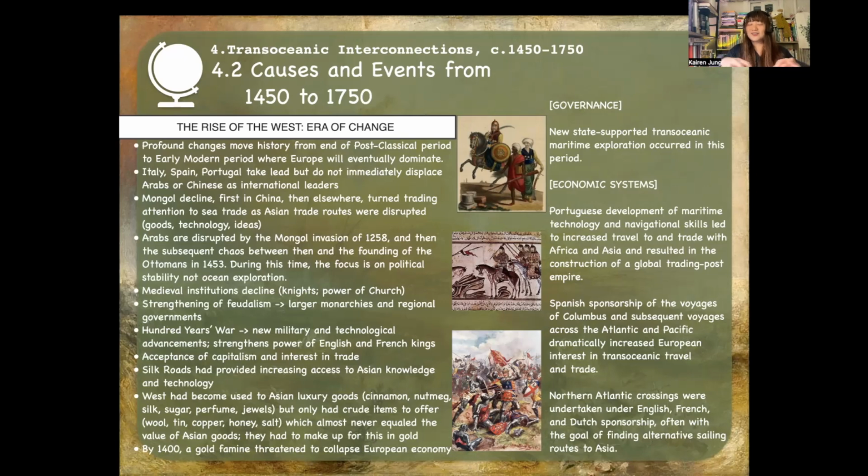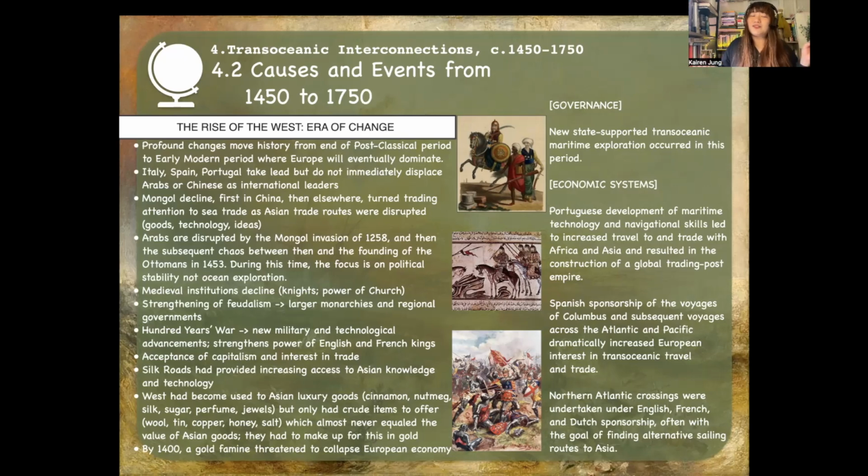Northern Atlantic crossings were undertaken under English, French, and Dutch sponsorship, often with the goal of finding alternative sailing routes to Asia. So when we look at the rise of the West, there were profound changes that moved history from the end of the post-classical period, which you've been looking at so far, to the early modern period, and Europe eventually comes out as top dog. Italy, Spain, and Portugal took the lead, but did not immediately displace the Arabs or the Chinese as international leaders. The Mongols declined, first in China, then elsewhere, turning trading attention to the sea trade, as Asian trade routes were disrupted in terms of goods, technology, and ideas.